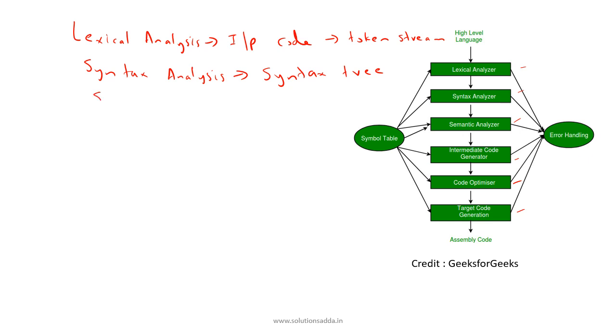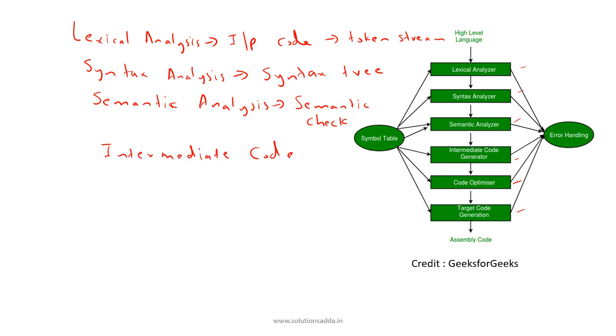Then we are having semantic analysis. In semantic analysis, what happens is we analyze the semantics of the input. So we are having semantic checks. Then we give it to the intermediate code generator, which generates the intermediate code. Then we do the code optimization, which is optional, and we have the final target code generation. This is the basic structure. Now let's see how to match list 1 with list 2.